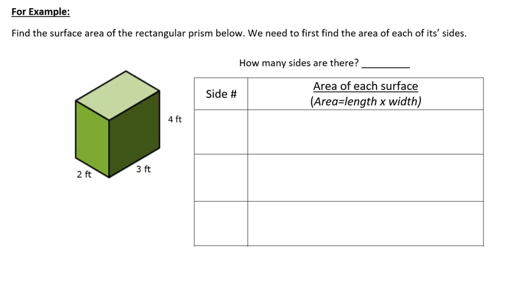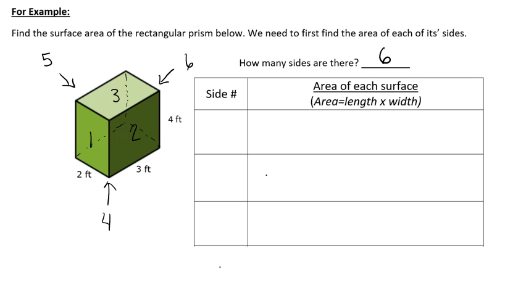Okay, so let's see an example of surface area. Find the surface area of the rectangular prism below. We need to first find the area of each of its sides. Well, how many sides are there? I am going to begin counting them. I've got a side here, 1, 2, 3. I've got a bottom here that we can't see, number 4. There's a back side here that we really can't see, 5. And there's another side that we can't see. I'm going to draw some dotted lines in here to make it easier to see that there are sides back there because it is a rectangular prism. It's like a box. So we have 6 sides.